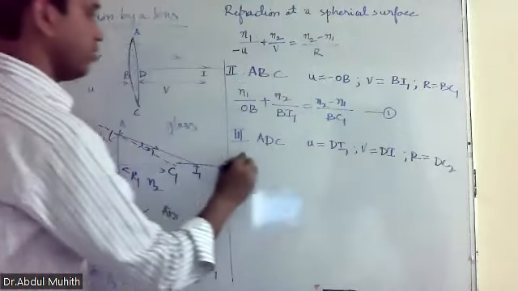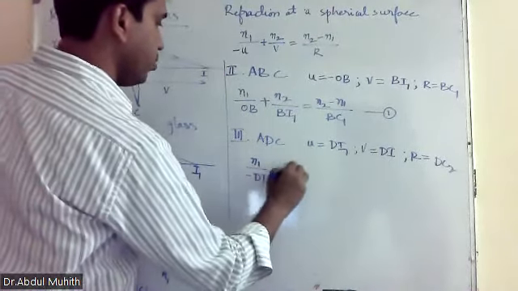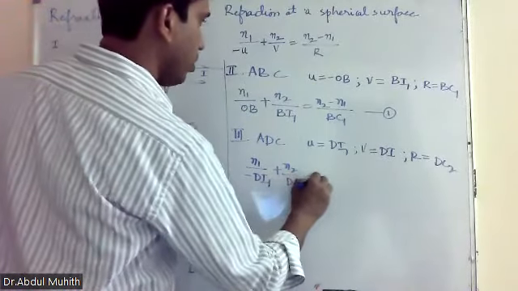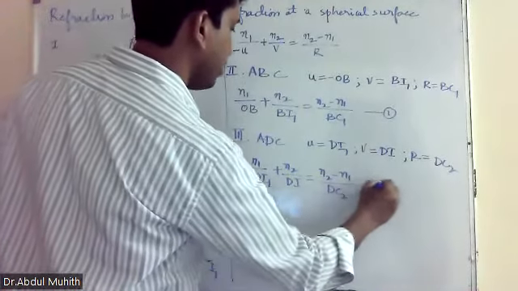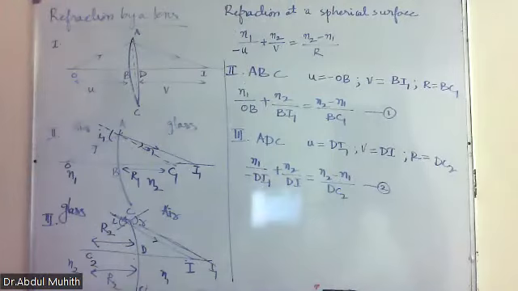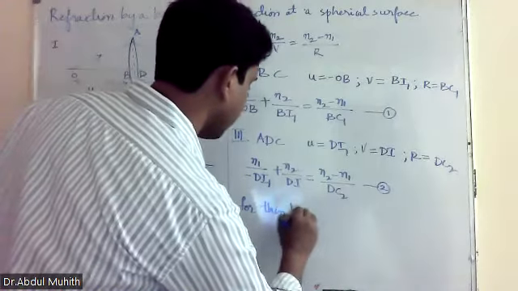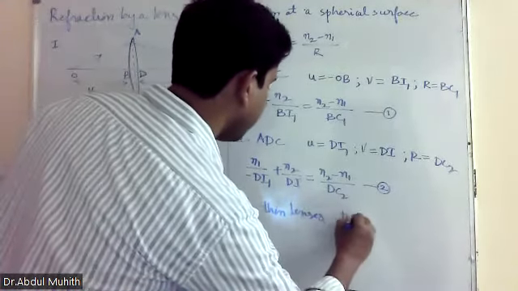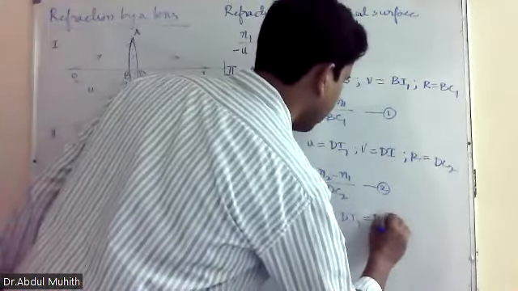Now what is the answer? N1 by minus DI1 plus N2 by DI equal to N2 minus N1 by DC2. Is that clear? Therefore, for thin lenses, we are speaking about thin lenses, DI1 and BI1 both are the same. They are equal.